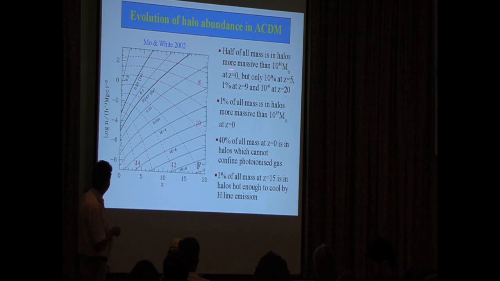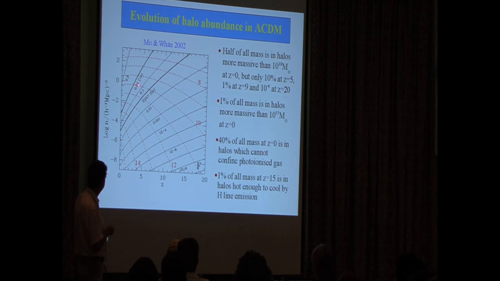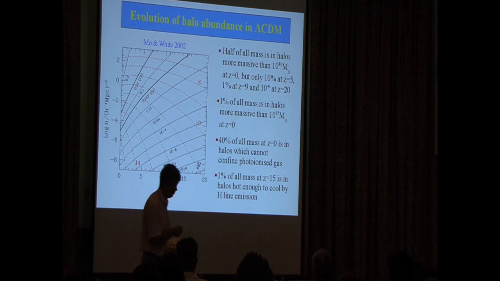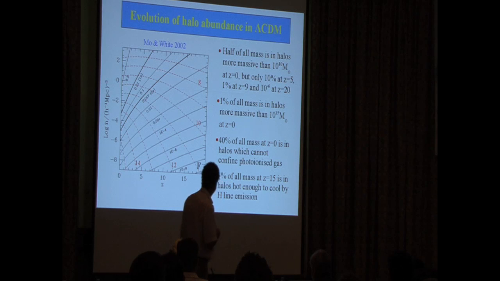So half of all mass is in objects above 10 to the 10 solar masses at redshift 0. If I go back to redshift 5, it's crossing the 1/10th line here. So only 10% of the mass is in objects above 10 to the 10. It crosses the 1% curve here, at about redshift 9. Go to redshift 20, it's below 1 part in a million. So almost no mass is in such massive objects.